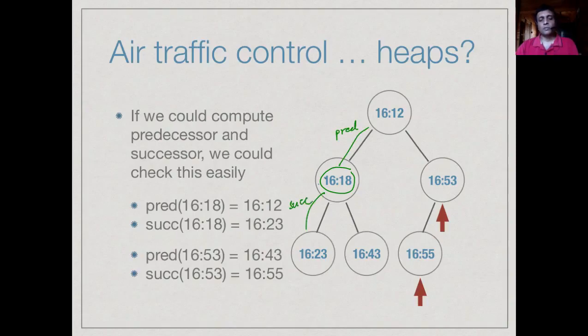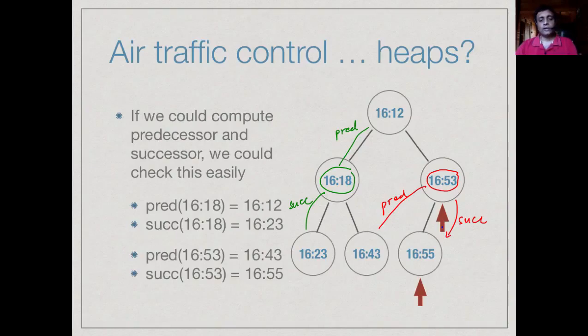Now it looks like there is some nice relationship within the heap in terms of the tree structure between predecessor and successor, but if we look at a different value, for example 16:53, then we will find that the predecessor lies in a different branch of the tree and the successor lies in the same branch. Okay, so there is no direct relationship between the tree structure of the heap and the predecessor and successor relation that we need.